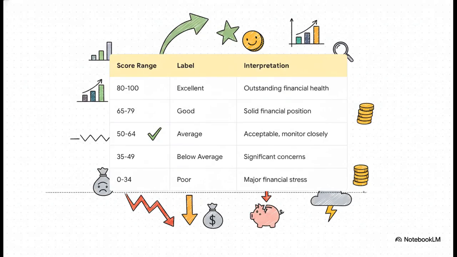So what does that score actually mean? Well, it's pretty straightforward. Anything above 80, you're looking at an excellent company. 65 to 79 is solid, but if you see a score down below 35, that's a red flag. It's telling you there might be some major financial stress here, and you should definitely dig deeper. It just gives you a consistent way to quickly sort companies.